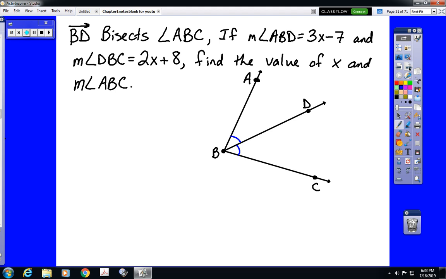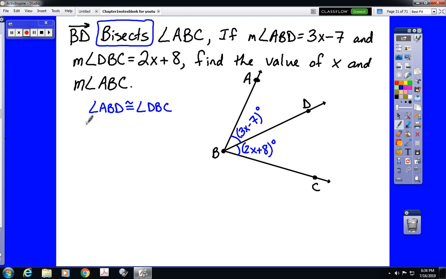Alright, so let's label the picture here. We have the measure of angle ABD is 3x minus 7. And we have the measure of angle DBC is 2x plus 8. Notice how I'm writing those measurements in the interior of the angles. So that's how I would label it. Now, if BD bisects angle ABC, then that means that angle ABD must be congruent to angle DBC. And if they're congruent, then that means their measures are equal.